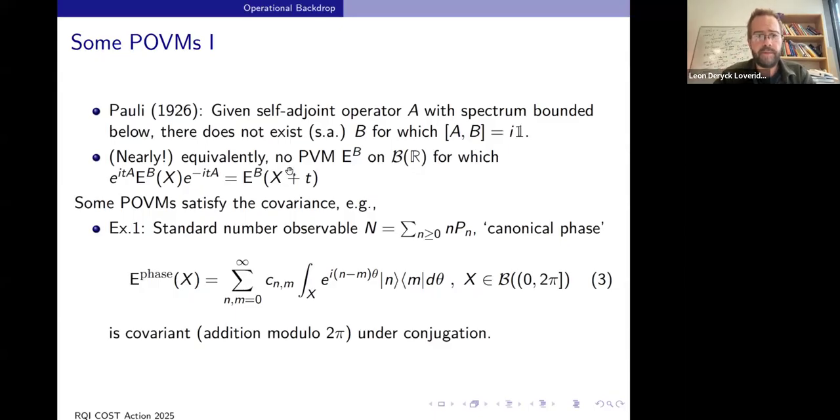So, two good examples of POVMs that arise in this way. You can take, say, the number operator, counting the occupation number of a field or a harmonic oscillator or something. And you want to say, well, is there a phase conjugate to number? And the answer is, well, certainly not as a self-adjoint operator, but one can construct covariant POVMs that do obey a covariance requirement, so they transform covariantly under phase translations generated by the number operator.